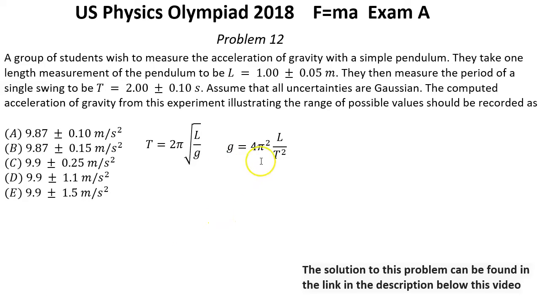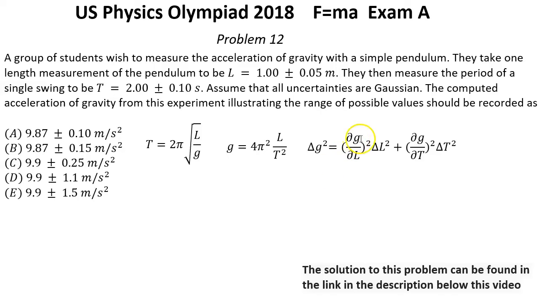So we have g equal 4 pi squared multiplied by length L over period squared. We can use this formula to find what is the measurement for acceleration and uncertainty. If measurements for length and period are independent, we can use a regular formula to find the uncertainty for g. We can use a mean quadratic formula for that.